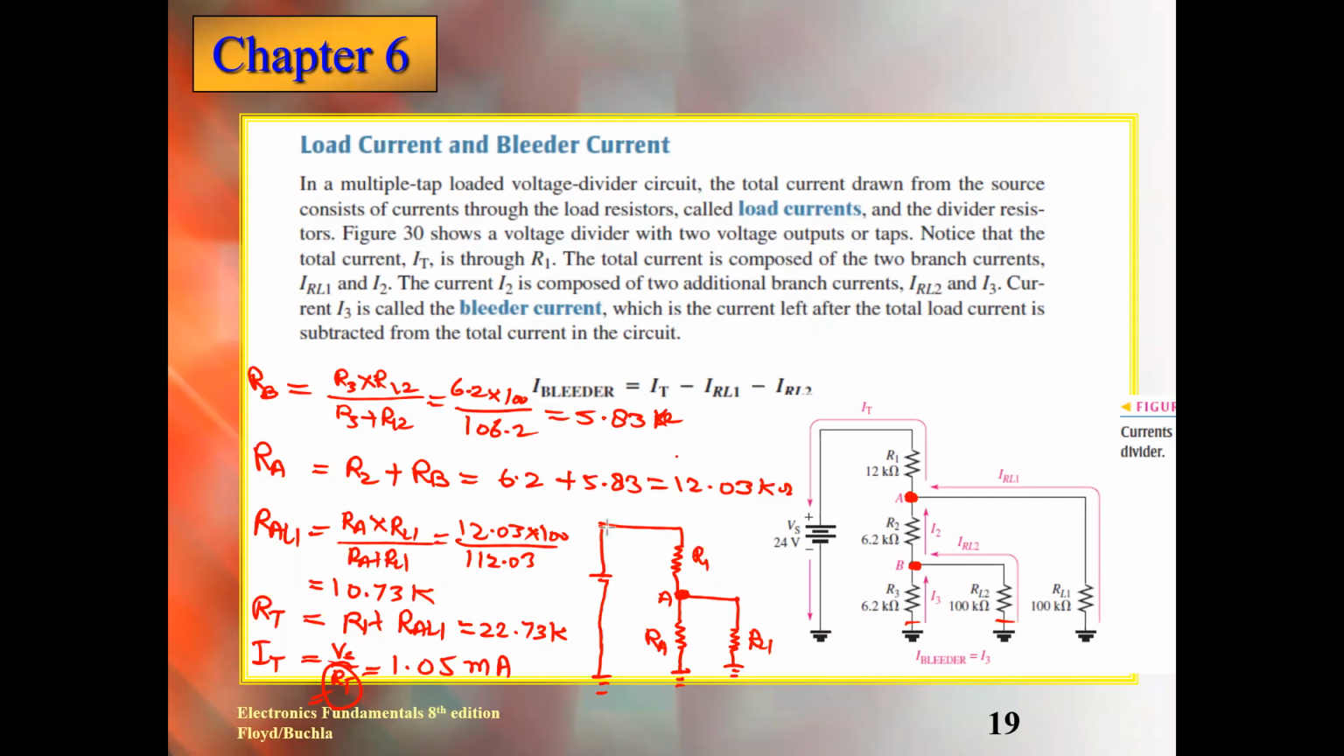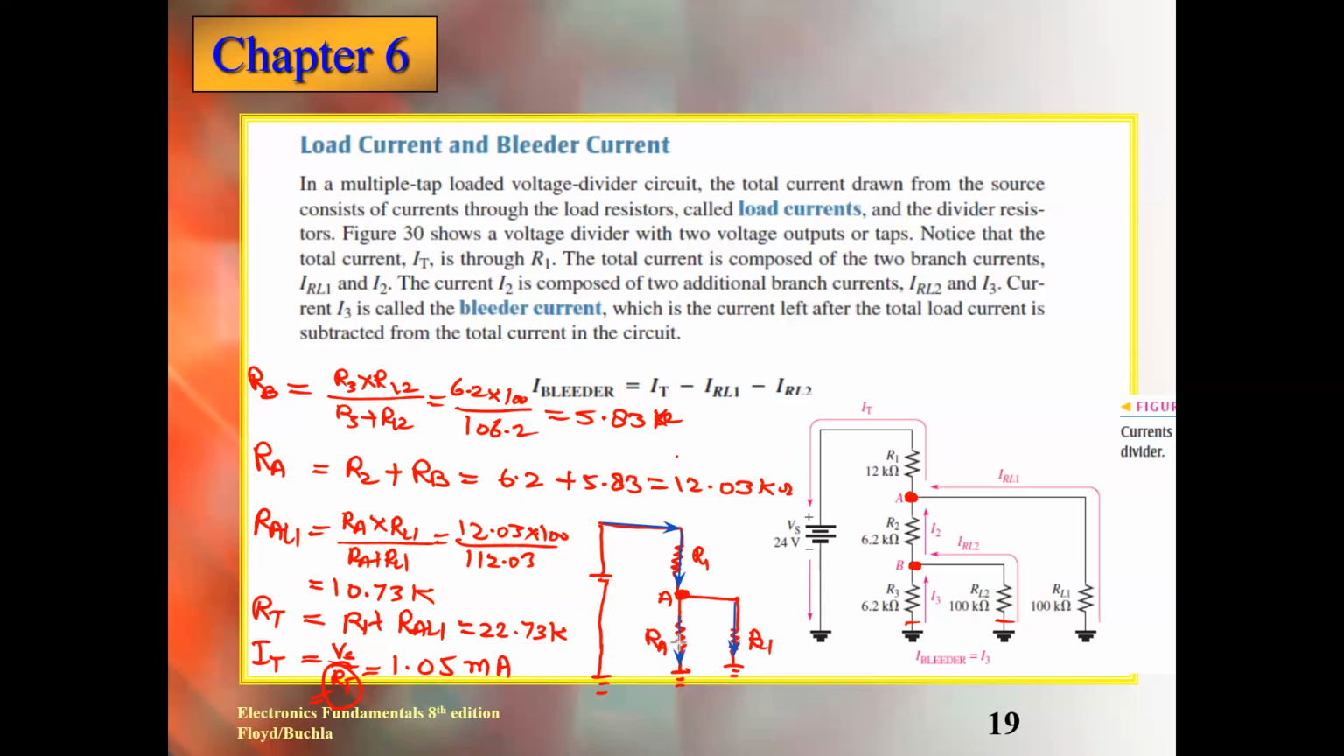Total current which is flowing here, is it same as the I1 or different? Same. So you reach to the point A. When you reach to point A, there are two currents. One current will go here, one current will go here.